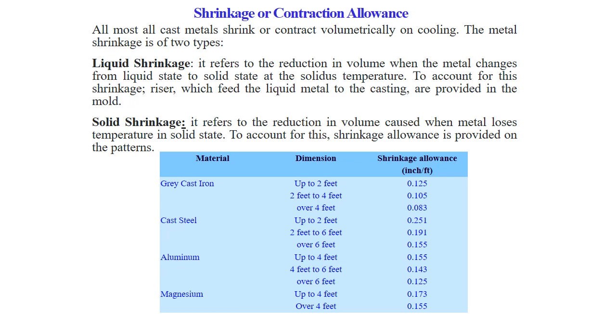It also differs from material to material. For grey cast iron, for 2 feet it will be 0.125 inch per foot, 2 feet to 4 feet like 0.105. For cast steel it is also different, but it is more compared to grey cast iron. So shrinkage allowance is more in the case of cast steel compared to grey cast iron. Okay.